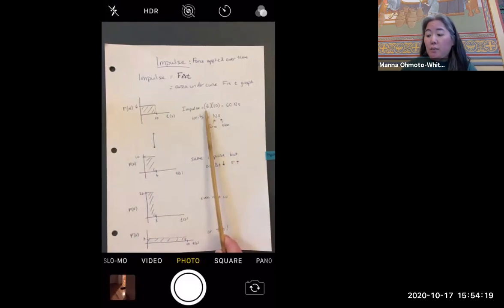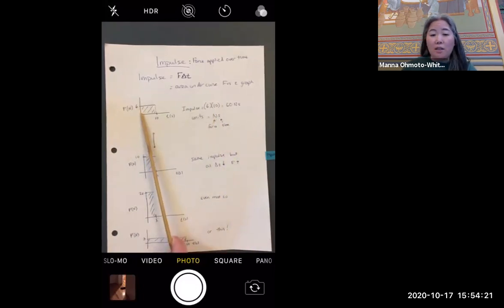Notice that I'm multiplying force, the length, times the base, the time. Because the units of force are newtons, and the units of time are seconds, the unit of impulse is newton seconds. So in this first instance, I'm applying a 6 newton force for 10 seconds. My impulse is 60 newton seconds.